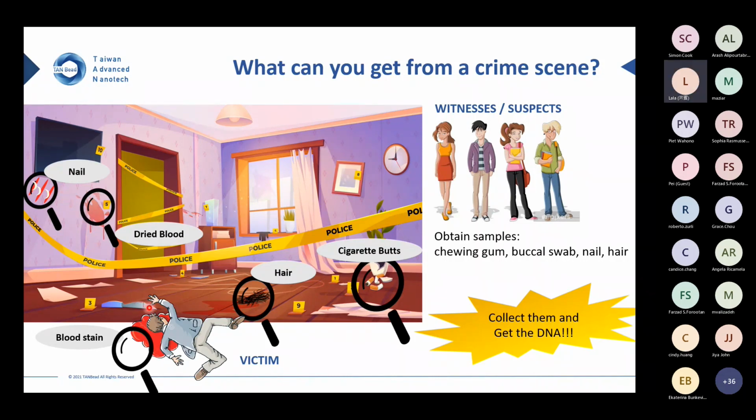They will also collect DNA or samples from sources that they are sure of. So maybe they will be collecting the blood of the victim or his semen stain or hairs. From the witnesses, they will also collect DNA samples in form of buccal swabs, nail hairs, or chewing gums, or other things that they think would be necessary for the investigations.